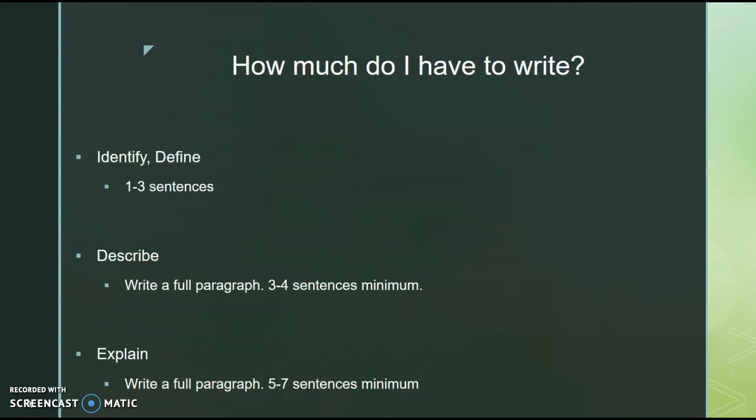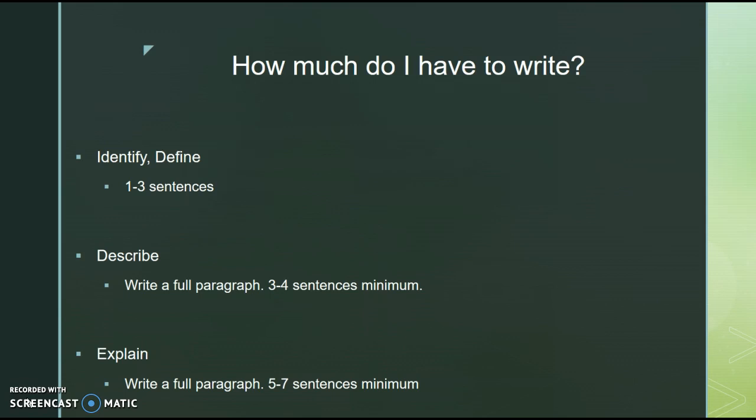Okay, so the next part, we're going to get into how much do you have to write? Because different types of writing call for different amounts of writing. This is another key way to make sure that you're doing what you're asked to do. So we're talking about, for example, identify or define.